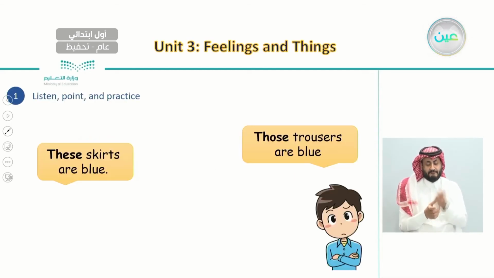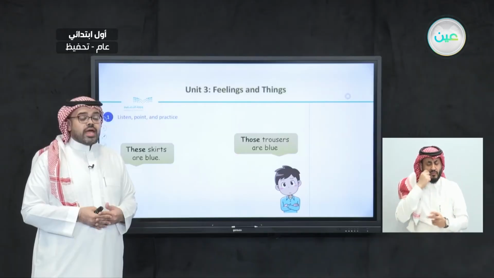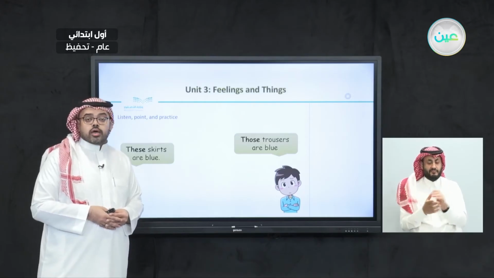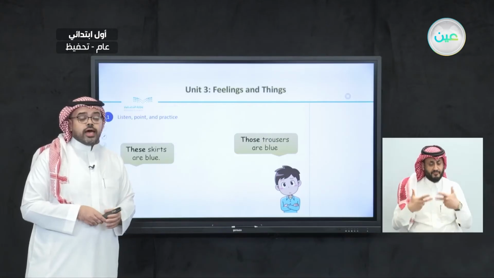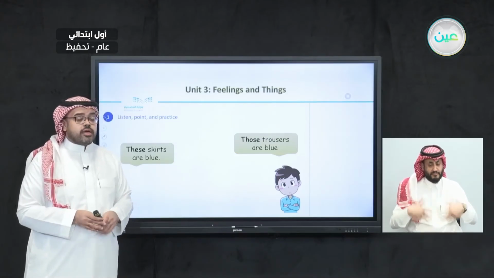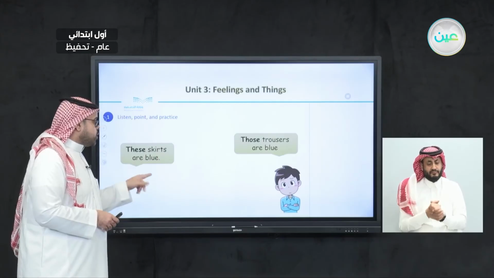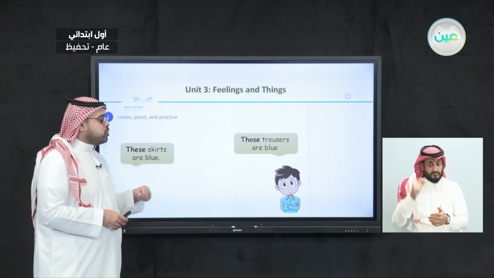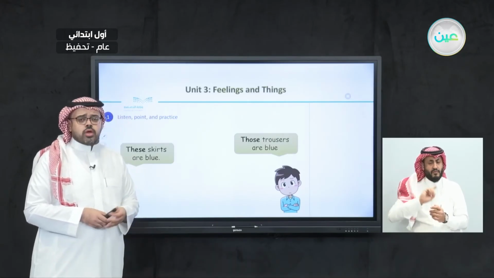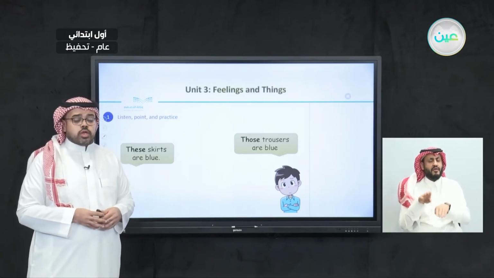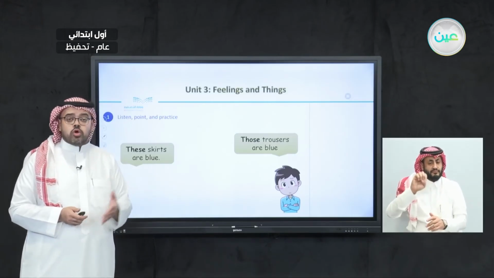Now on page 22, we will see two boys talking or asking each other questions, which is, these skirts are blue, and these are sentences. They're talking or pointing at different clothes, and they're saying, the first one, these skirts are blue, and the second one, those trousers are blue. What do you think the difference is between these and those?